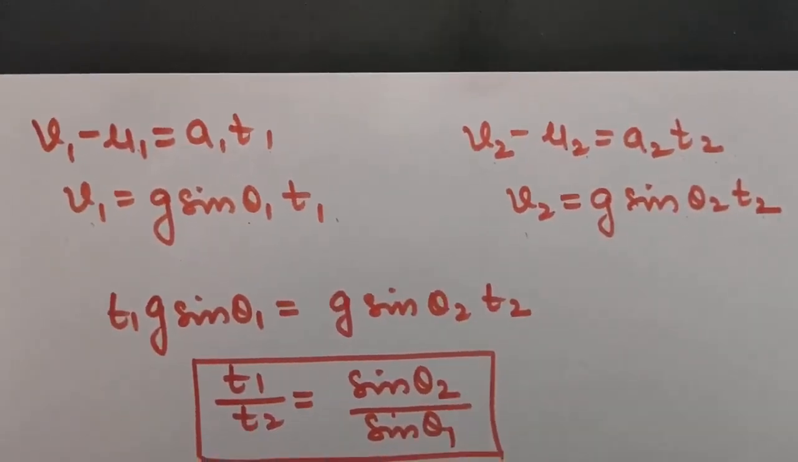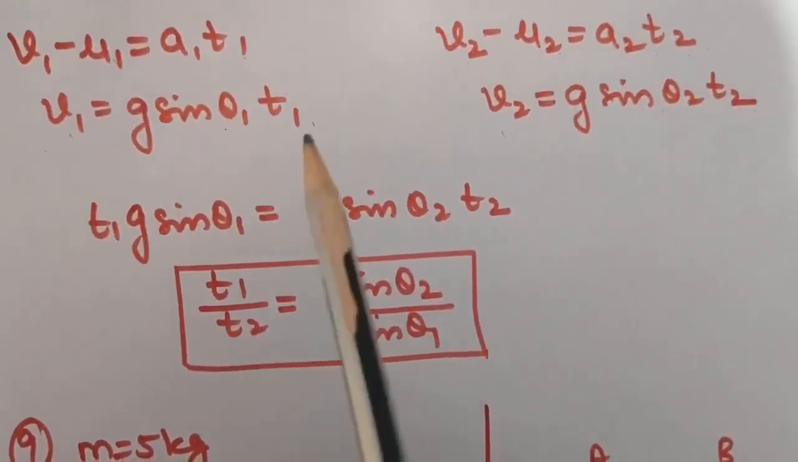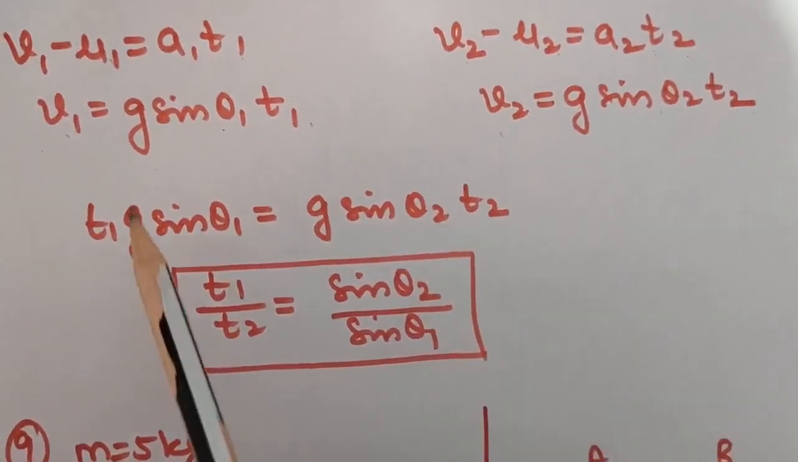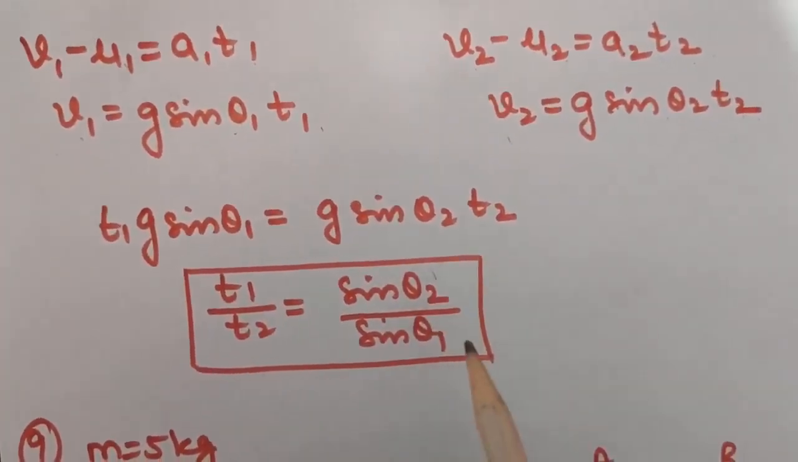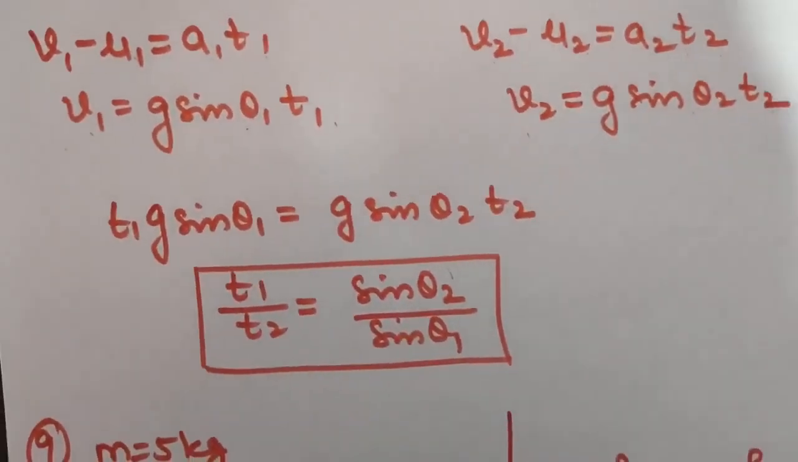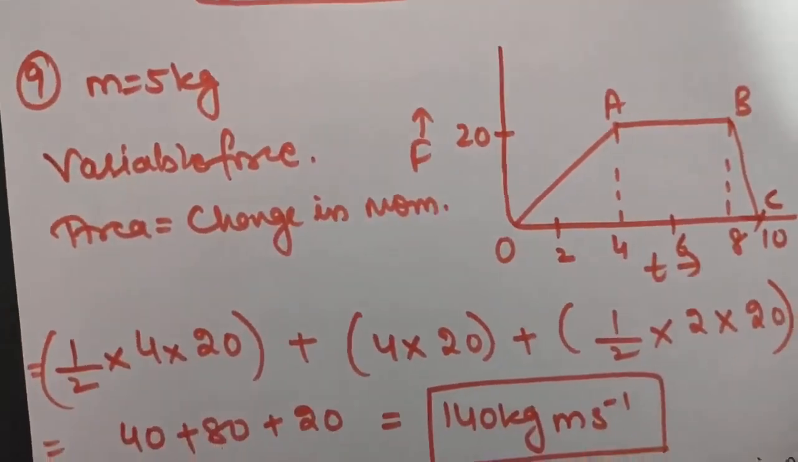Now, as we have already proved that v1 is equal to v2, that means g sin theta 1 t1 is equal to g sin theta 2 t2. From here, g will cancel out. So t1 upon t2 will come to be sin theta 2 upon sin theta 1. So this is the relation between the time intervals. Okay, so the next question is question number 9.